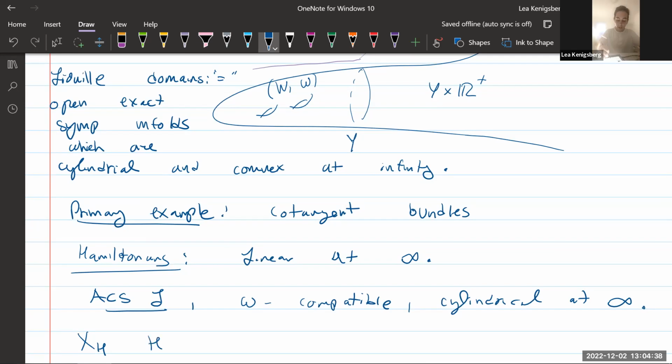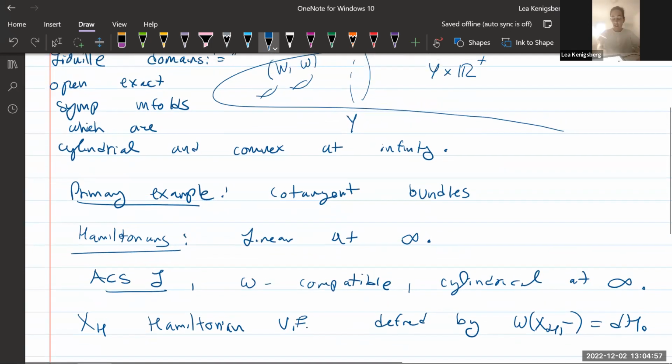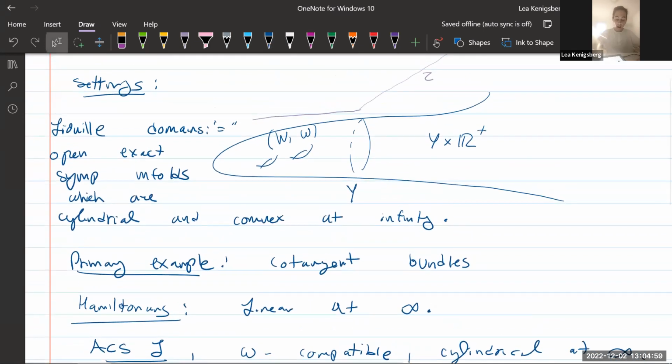So to this data, I can consider X sub H. This is the Hamiltonian vector field, defined by omega(X sub H, ·) equals dH. And so the periodic orbits of such vector fields are going to come in two flavors. We're going to see some constant orbits in the interior, and then there will be some Reeb orbits of Y in the collar.